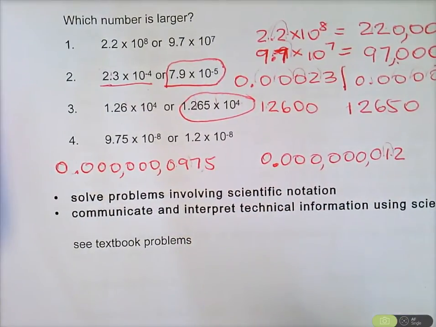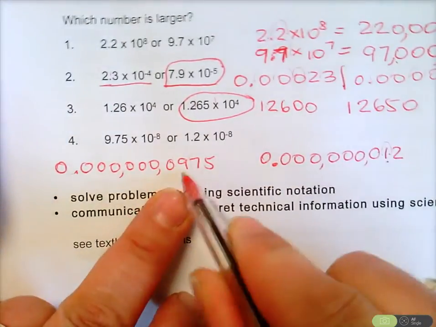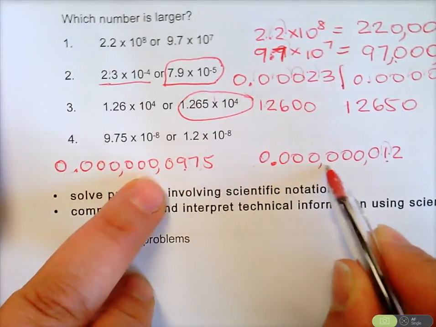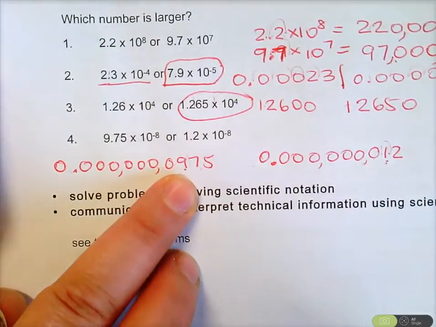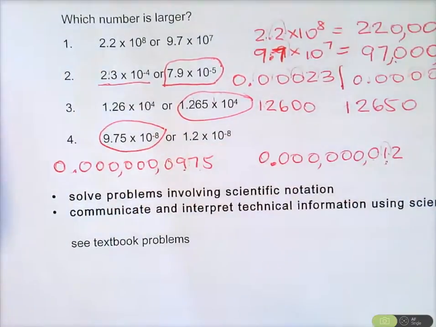Which one is bigger? This is bigger, because if I compare all the place values, I'm comparing a 9 with a 1, and the 9 is bigger. That is the bigger number. Very tricky.